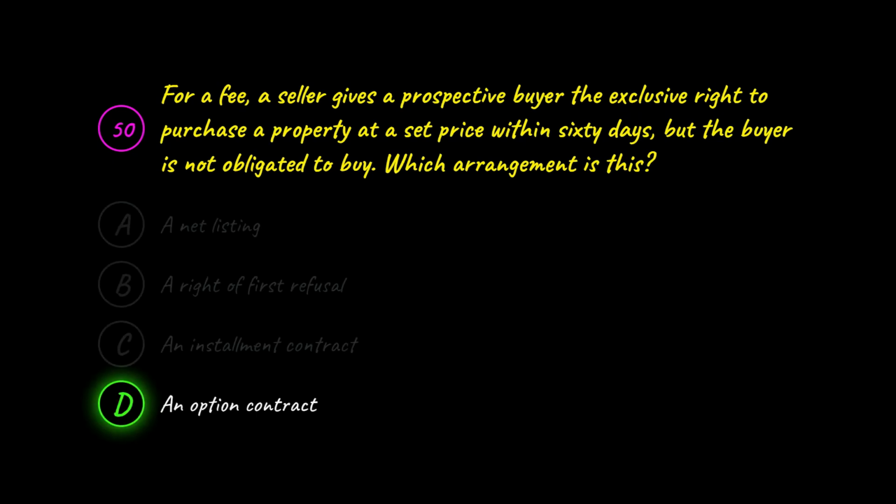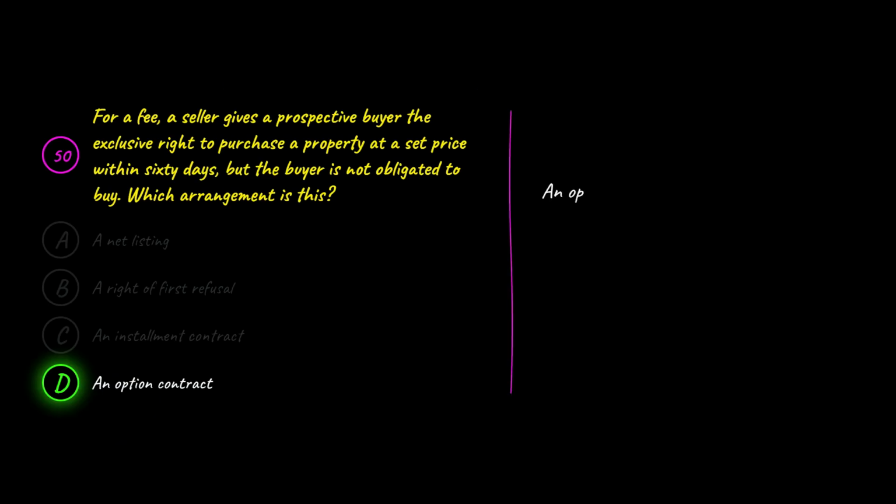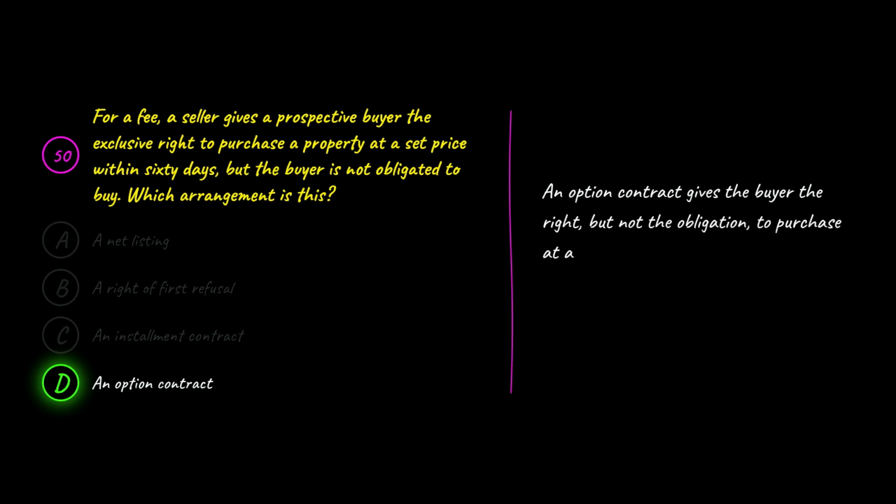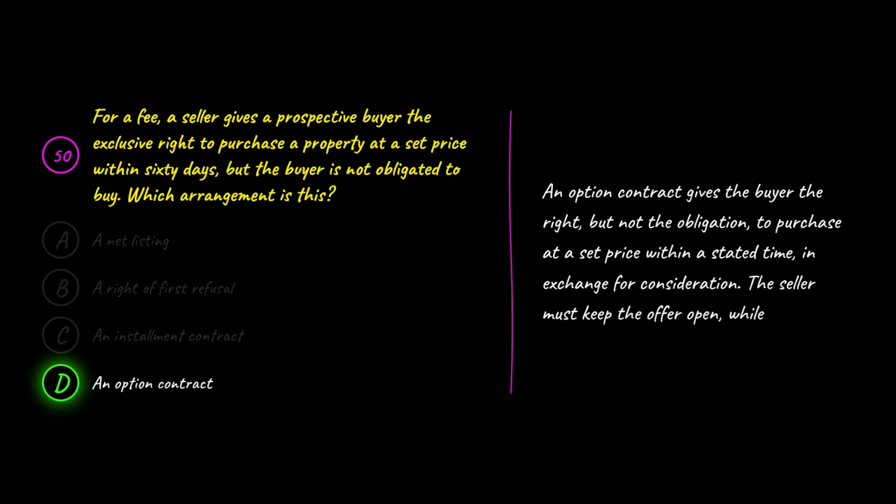The correct answer is D, an option contract. D is correct because an option contract gives the buyer the right, but not the obligation, to purchase at a set price within a stated time in exchange for consideration. The seller must keep the offer open while the buyer chooses whether to buy.